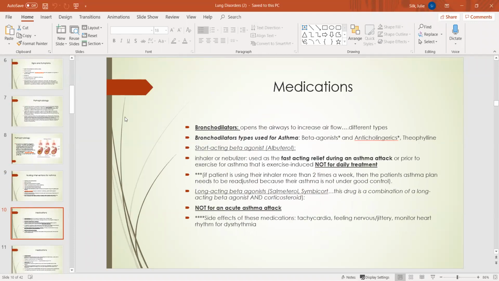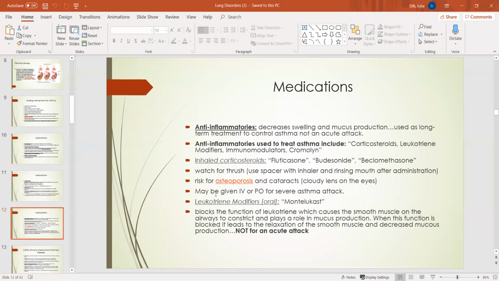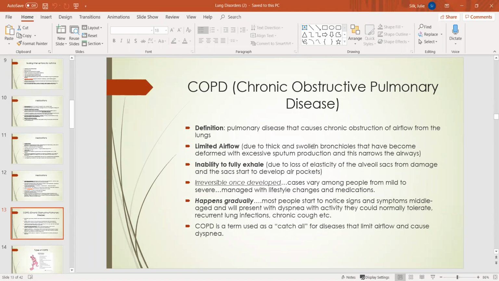So I put a bunch of stuff in this PowerPoint about these meds. I also mentioned anticholinergics in here. Those would be something that people might take as well. Anyway, you guys can read through all of those. I don't want to read all of that to you. Any questions about asthma?